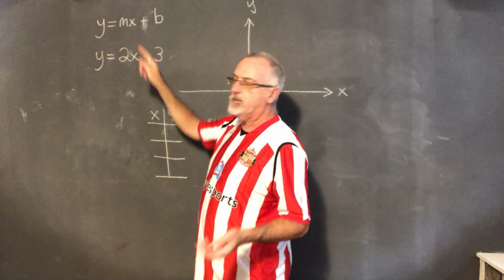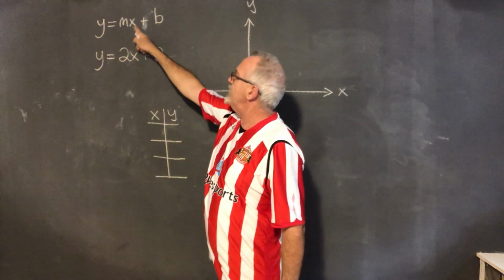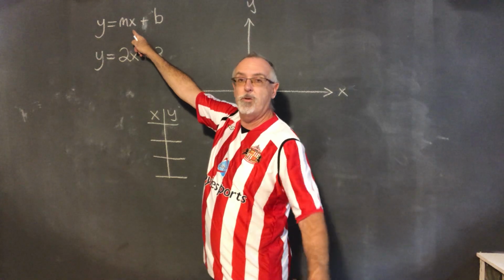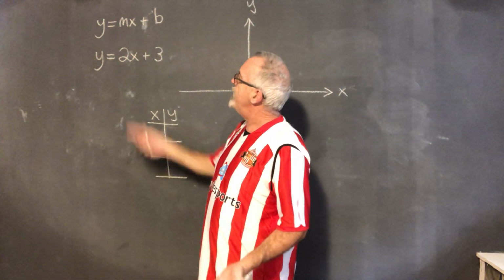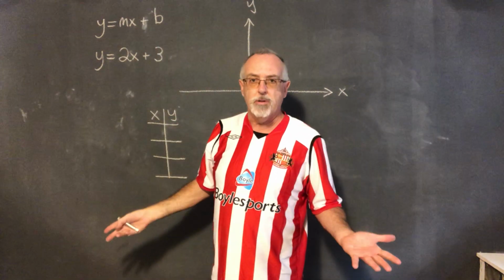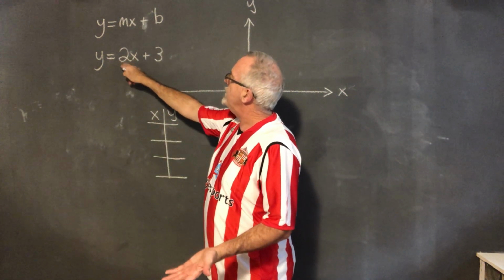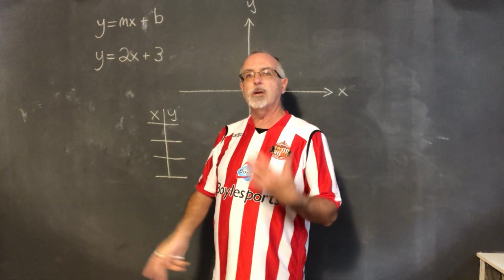So an example of a straight line equation isn't really this. This is just the form of the equation. An example is this, y equals 2x plus 3. The m and the b can be any numbers. This time they happen to be a 2 and a 3. And we'll talk about what that means.